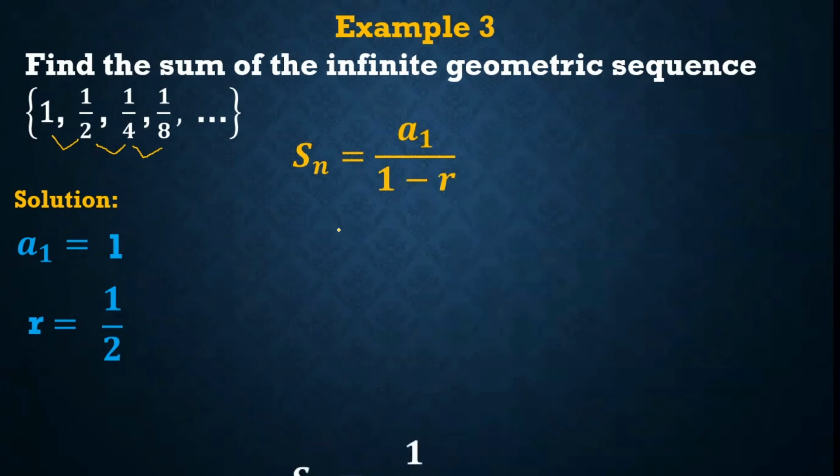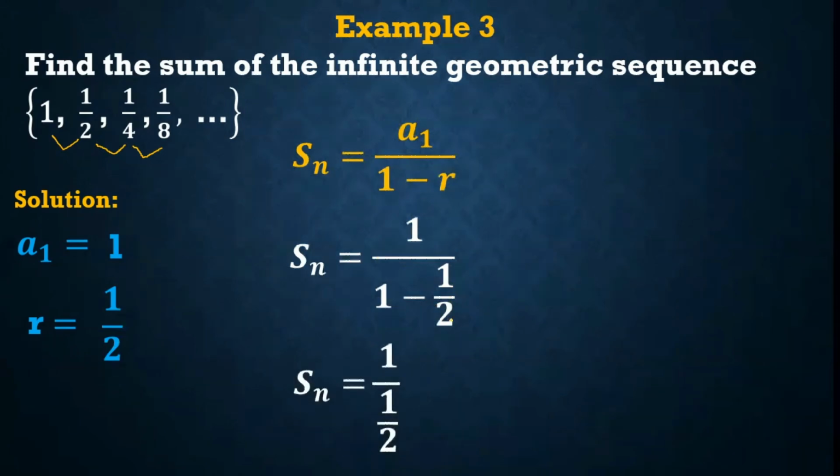Ayan, so substitute lang po natin next. Instead of A sub 1, palitan po natin ng 1, and then instead of R, gawin natin 1/2. Okay? So 1 divided by 1 minus 1/2. So 1 minus 1/2, syempre 1/2 po. So magiging 1 divided by 1/2 na lang. Okay? So 1 is the numerator, and then 1/2 is the denominator.